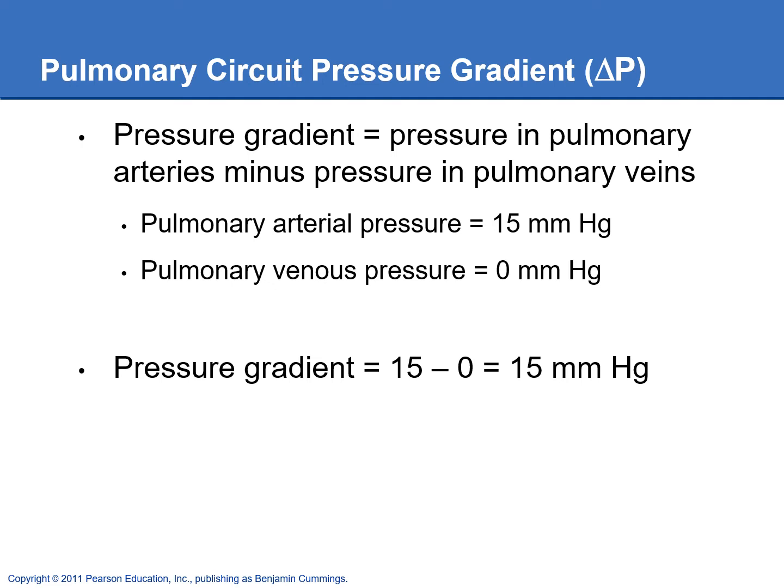Okay, and then if we look at the pulmonary circuit and we look at the pressure gradient there, the pulmonary arterial pressure is 15 millimeters of mercury. And then by the time the blood gets to the pulmonary veins, right before it dumps into the left atrium, the pressure is down to about zero. So the pressure gradient in the pulmonary circuit is much less than the systemic circuit. It's only about 15 millimeters of mercury.